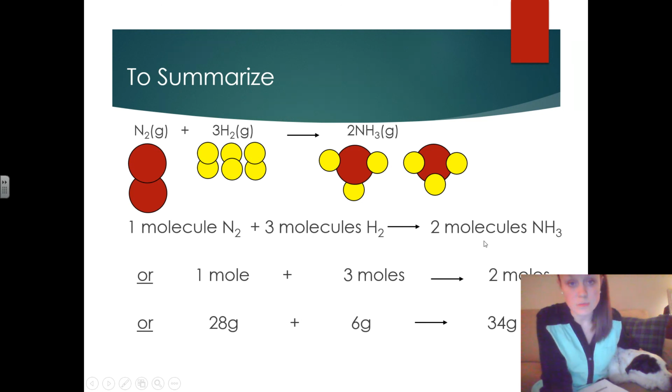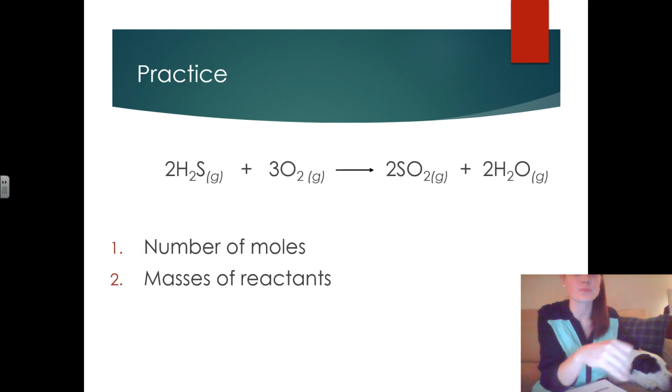Or the last interpretation was by mass. You can calculate the molar masses of all of the compounds, account for their coefficients, and see that in your reactants, you've got 34 grams of your reactants, 28 grams of which come from your nitrogen, 6 grams come from your hydrogen, react to form 34 grams of ammonia. So all 3 of these different interpretations are ways that you can look at a balanced chemical equation.